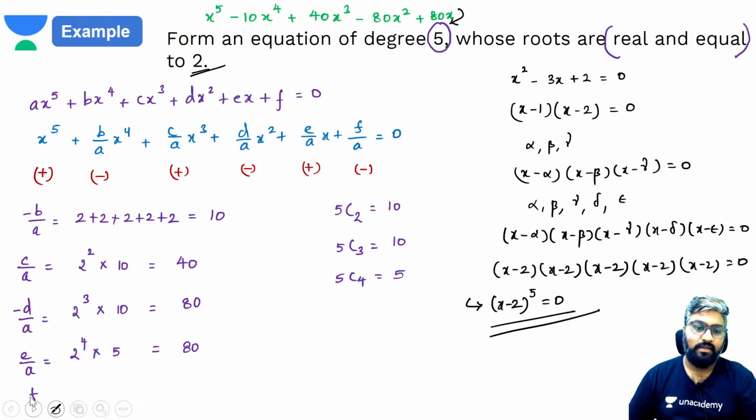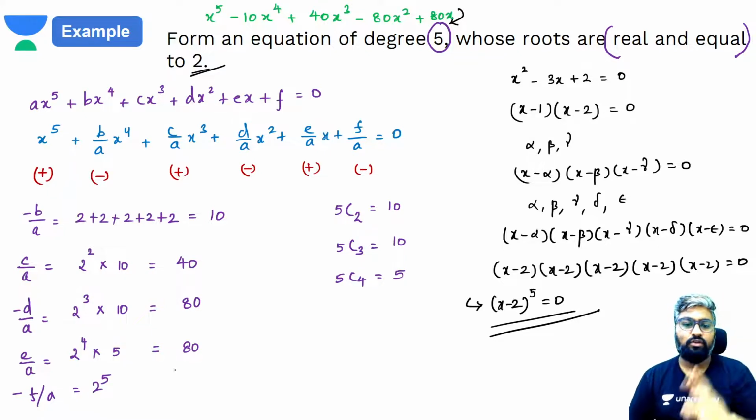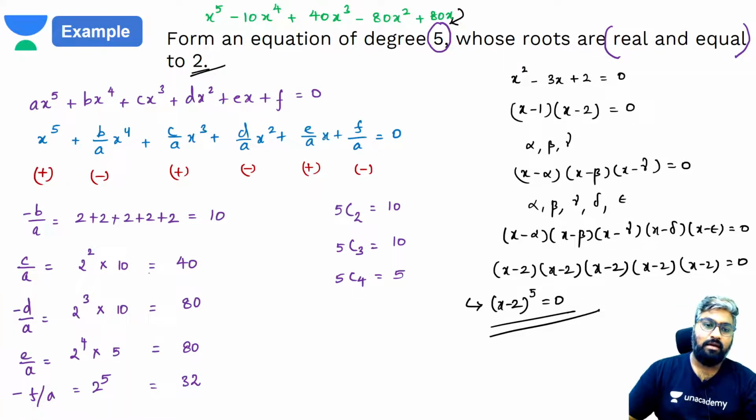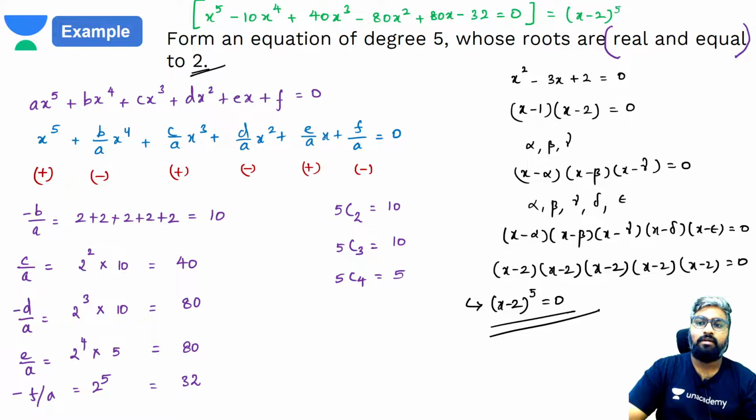Next, last part. Product of the roots, taking all the 5 roots together, will be minus f by a, which is 2 power 5. 2 power 5 kitta? 32. Yes. So minus. Minus 32 will be equal to 0. Clear? This is nothing but x minus 2 whole power 5.